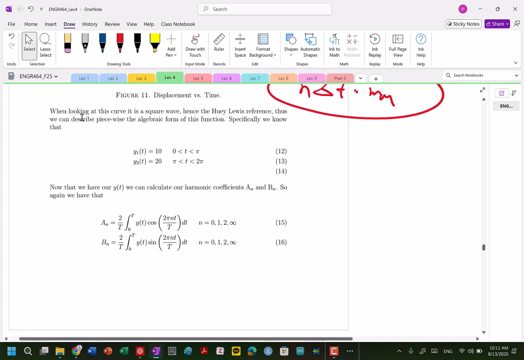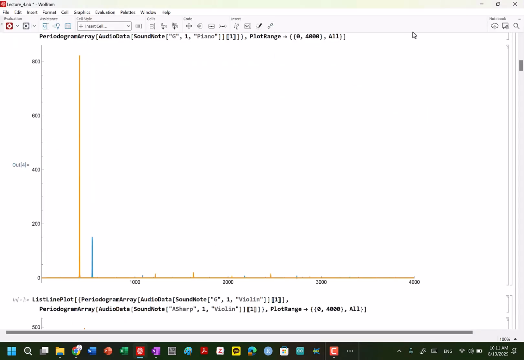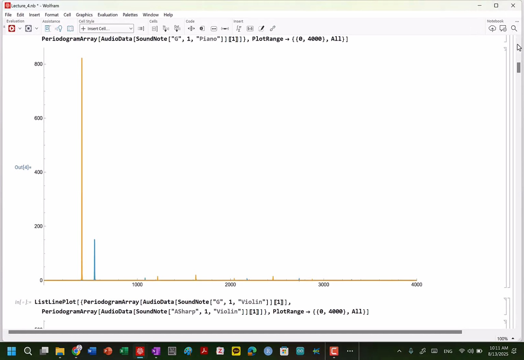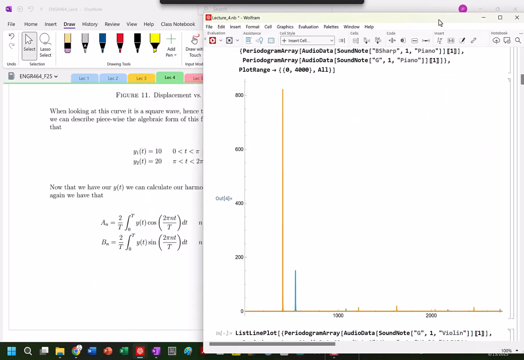So let's go ahead and jump into Mathematica. Let's try to minimize this a little bit. So let's see how we're going to work with this.